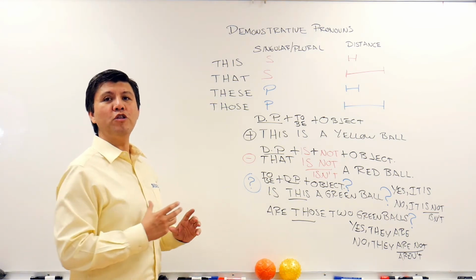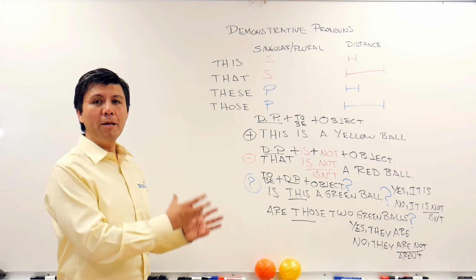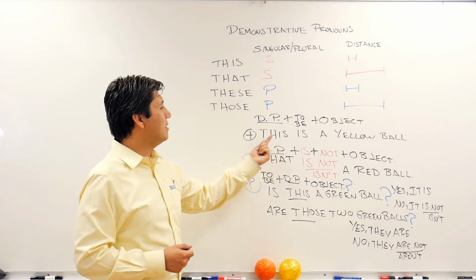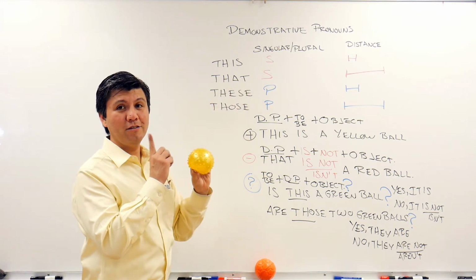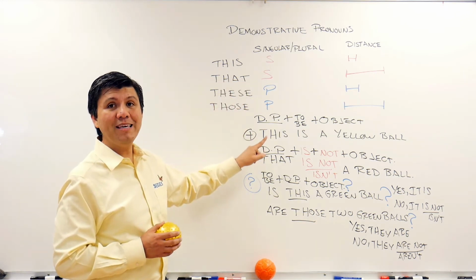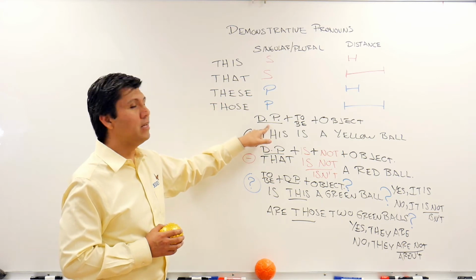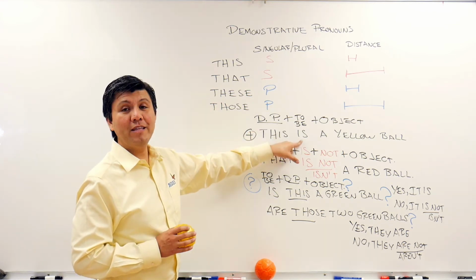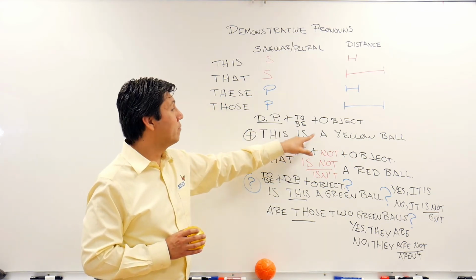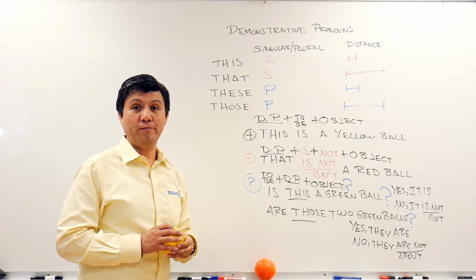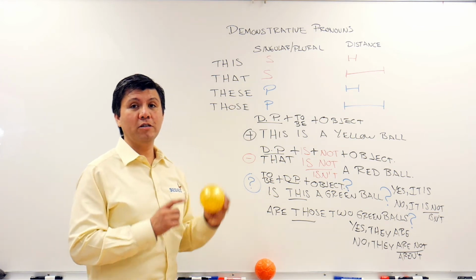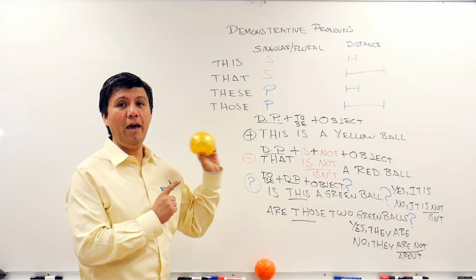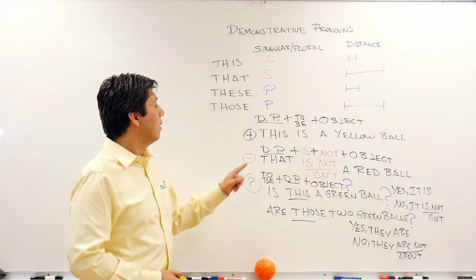Again, let's review the formula we use to build demonstrative pronouns. This is a yellow ball. This, short distance, singular. Formula: you begin with your sentence using a demonstrative pronoun, then the verb to be and the object. Demonstrative pronoun, the verb to be, and object. This is a yellow ball.